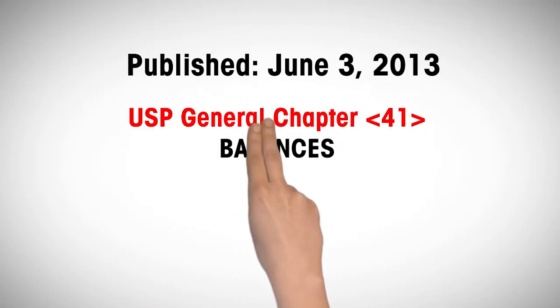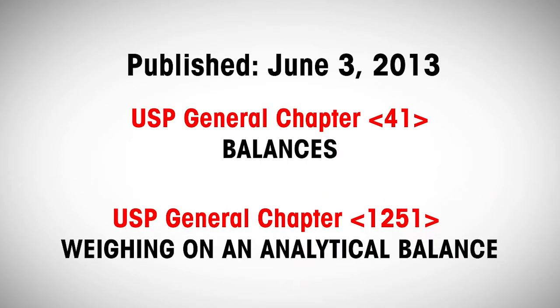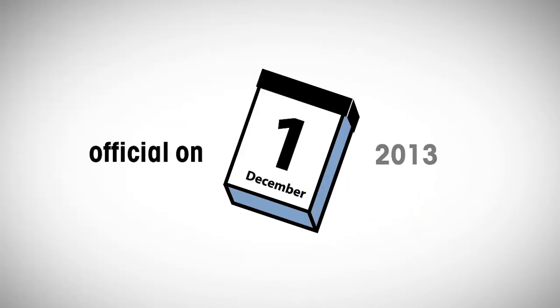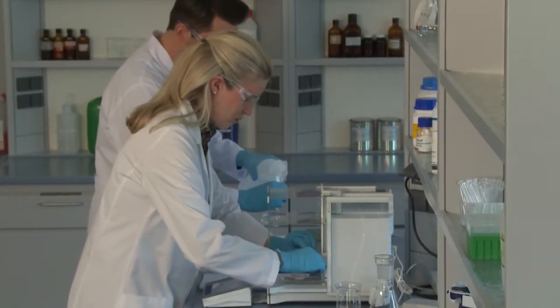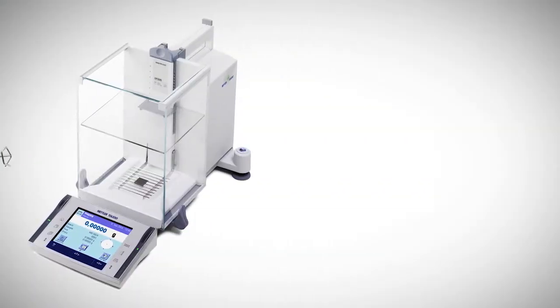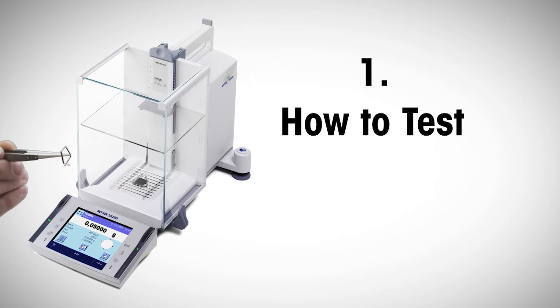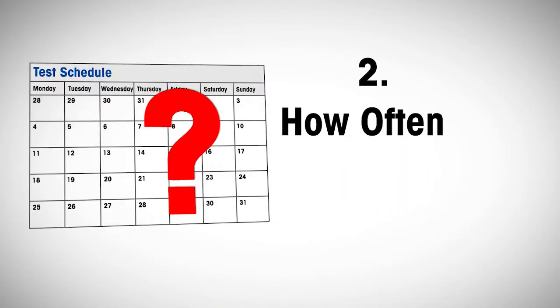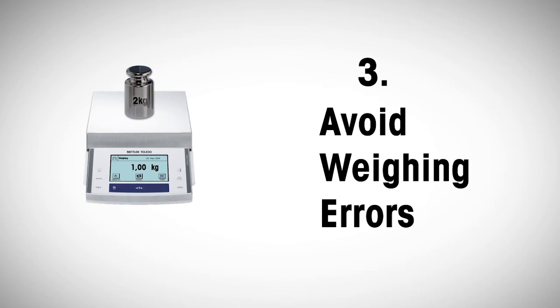On June 3, 2013, the United States Pharmacopoeia published the second supplement to the USP 36 National Formulary 31. This video informs you about the relevant changes in the general chapters about weighing, namely USP General Chapters 41 and 1251, which will be official on December 1, 2013. I'm going to show you the implications of these new chapters for the quality management of balances in 3 parts: how to test the weighing equipment, how often to test it, and how to avoid weighing errors.